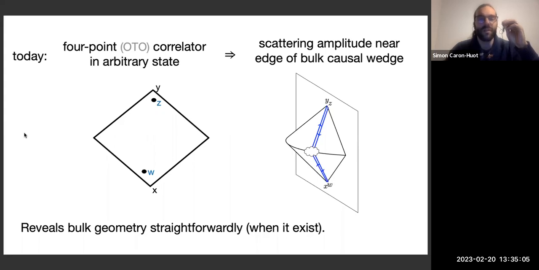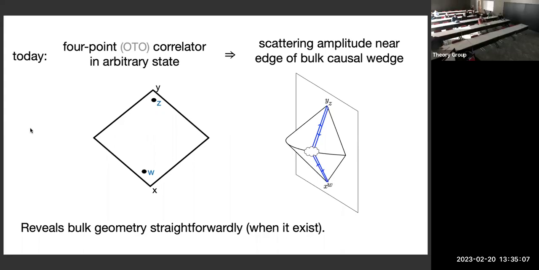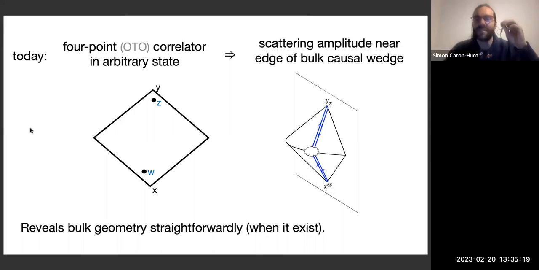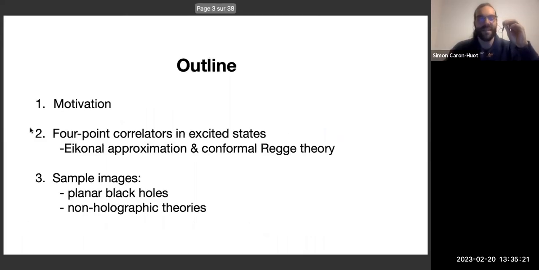4-point correlators. So by scattering amplitude near the edge of the bulk causal wedge, do you mean that you have bulk point singularities, or do you see bulk point singularities in this? Yes, that's effectively that. Feel free to interrupt and ask questions.